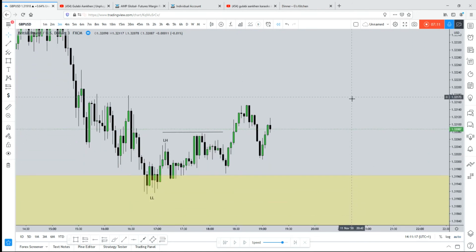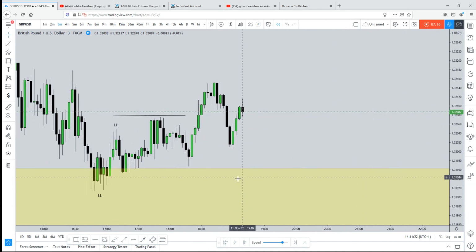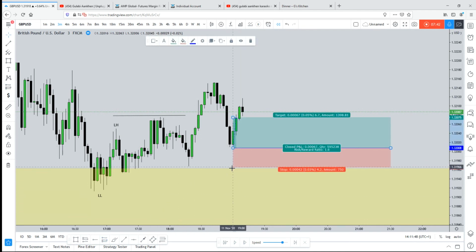Now about the entries, if you notice this area minutely, then you see when this structure break happened in lower time frame on 2 minutes or 3 minutes also, it leaves an imbalance here. Can you see this? It leaves an imbalance here also. So that means this order block is really a powerful order block for me. So I will definitely place my entry like this and stop loss is here.